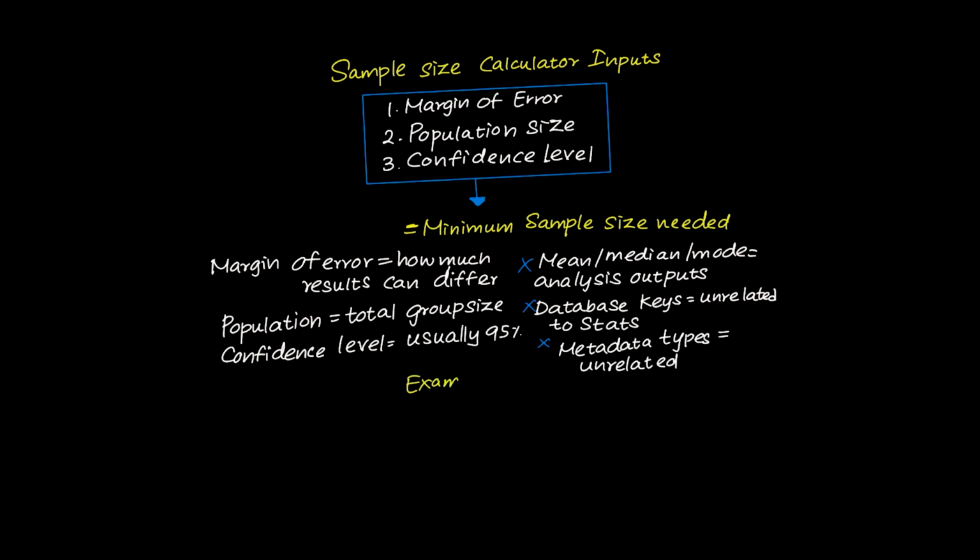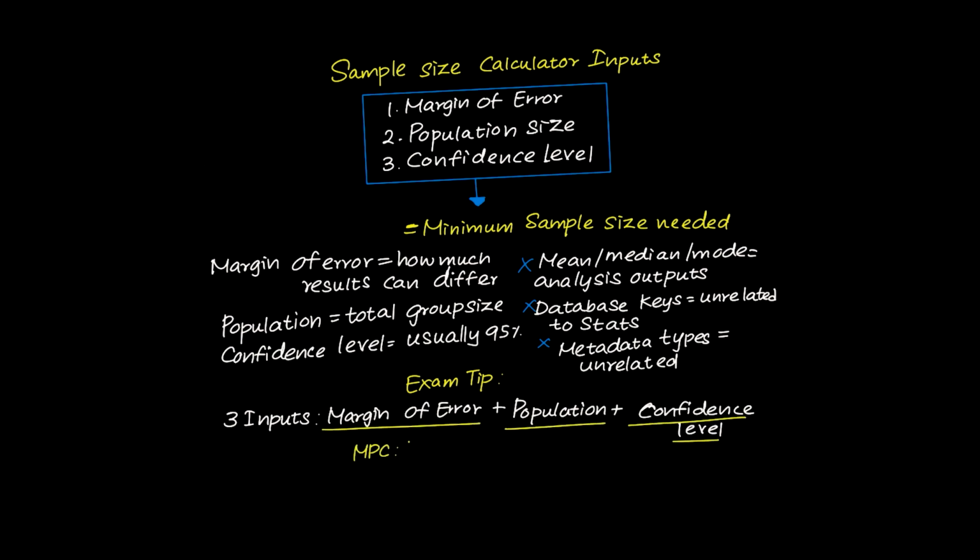Here's a WGU D467 exam tip for you. Sample size calculator needs three inputs: margin of error, population size, and confidence level. Memorize those three. Quick recall hook: MPC, margin, population, confidence.